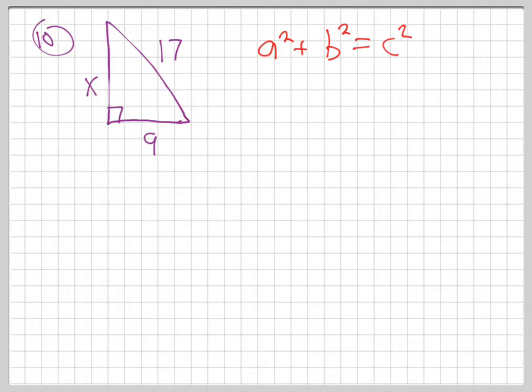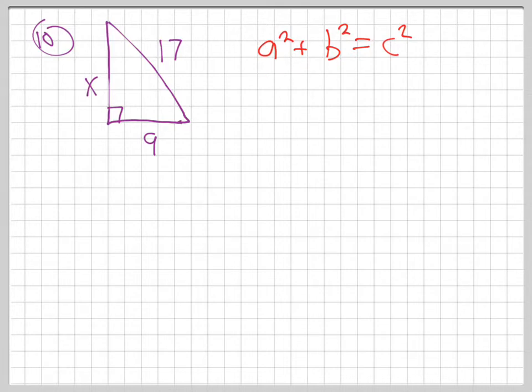Now, when you use the Pythagorean Theorem, A and B, you can switch the order, it doesn't matter at all. C, you've got to make sure you get to be the correct one. C is called the hypotenuse. It's got to be the longest side, because see how they add up to be C? Squared, they add up to be C squared. So C has to be the longest side.